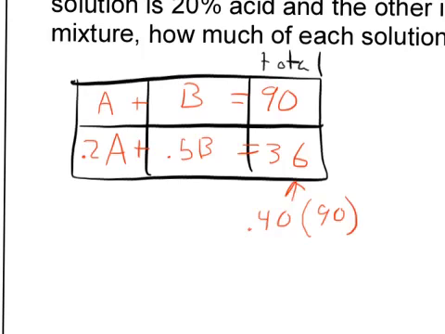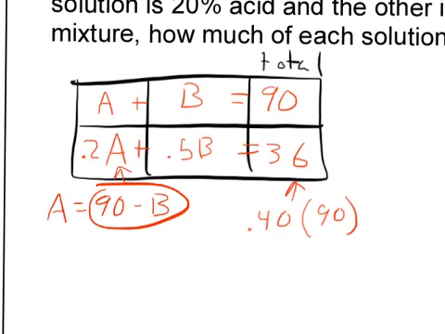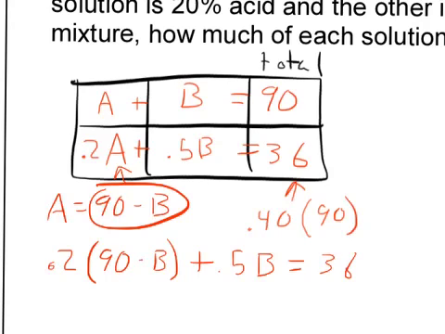Again, we could do systems of equations, elimination or substitution, but I think the easiest is to use substitution since there's no coefficients here. So I'm going to just solve for A. I'm going to subtract B from both sides. So I'm going to say A equals 90 minus B. I'm going to plug that right in there, so I get 0.2 times 90 minus B plus 0.5 B equals 36.